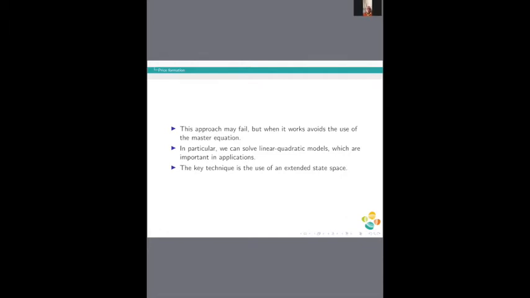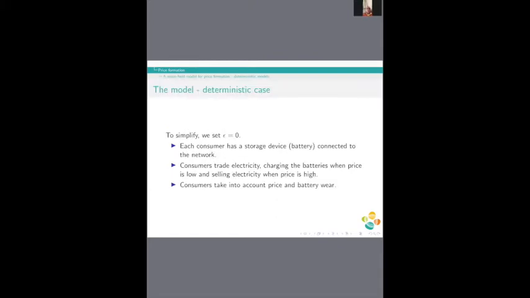So without further ado, I'll start by looking at the deterministic model and explain where these terms come from, and then hopefully everything will be clear when we get to the stochastic setting. Consumers have a storage device, a battery, which is connected to the network. They trade electricity, and what you want to do, of course, is to buy low and sell high, and they take into account battery price and battery wear.